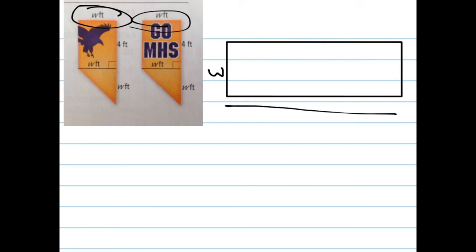Let's think about it. Let's break it up a little bit here. One banner would take up this portion here. The other banner is going to take up this portion here. Right? And if we label some of our sides here, we know that those ends are W. What's this length here? That's 4 feet. What's this length here? 4 feet. What's this middle length? So what's the total length of the banner?